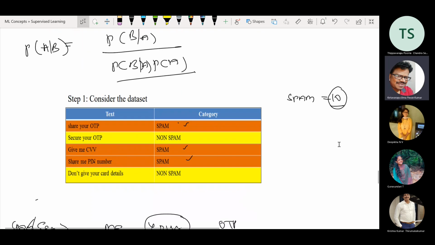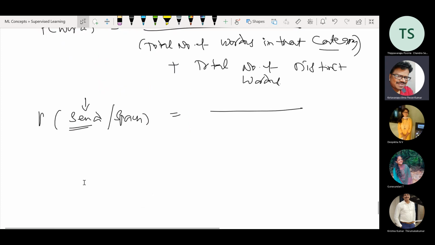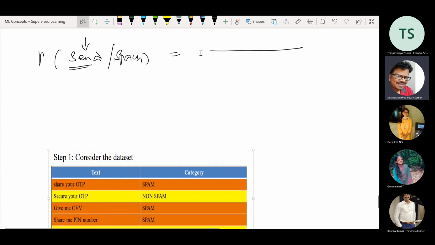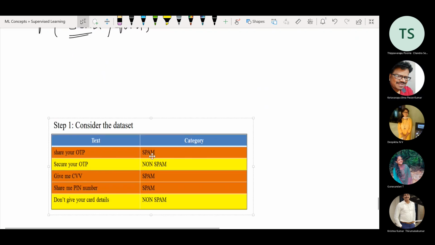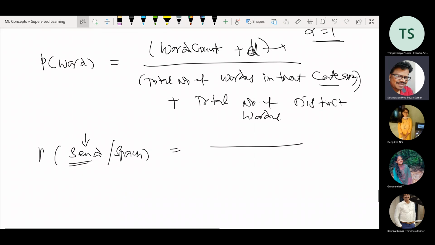So I'm going back to this diagram, because this is the data set I'm having. I'm placing this data set here, handy. Now we observe here, friends: in the spam category, send is not there. So our word count is 0 plus alpha value 1, just substituting in the equation, divided by the total number of words in that category.